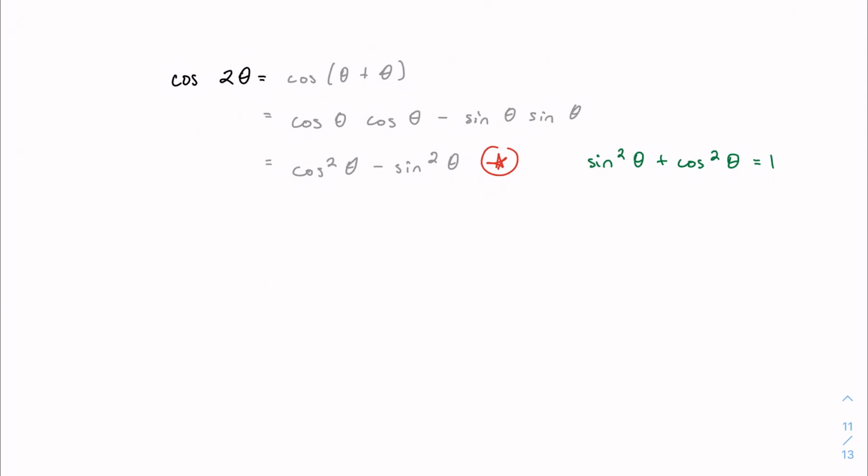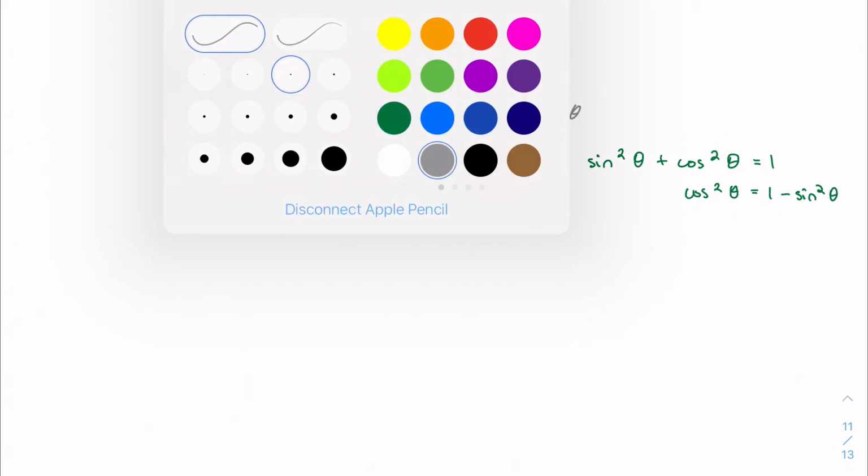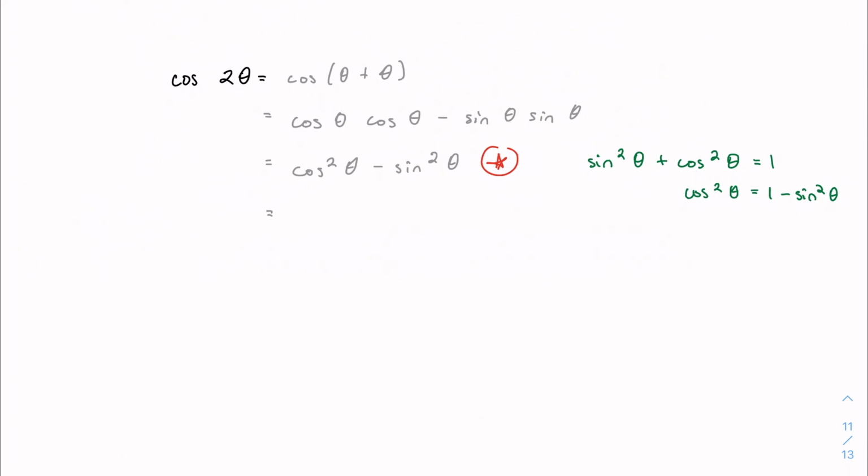So the first thing I can do is substitute out for cosine. This would allow me to say 1 minus sine squared theta minus sine squared theta, which I can reduce to 1 minus 2 sine squared theta. So here's another one of my identities.